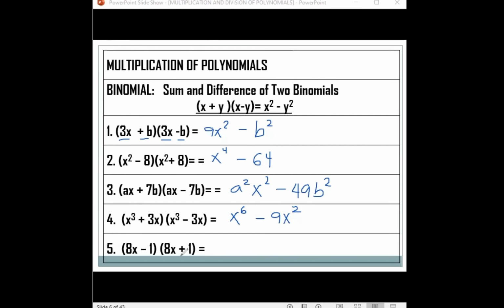And last, we have 8x minus 1 multiplied by 8x plus 1. So 8x multiplied by 8x, that is 64x raised to the second power. And the square of 1 is negative 1.